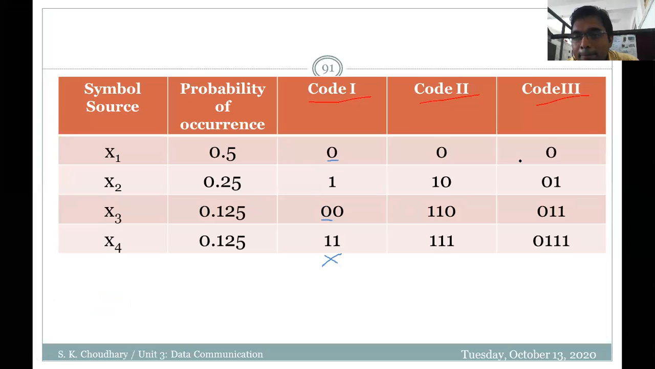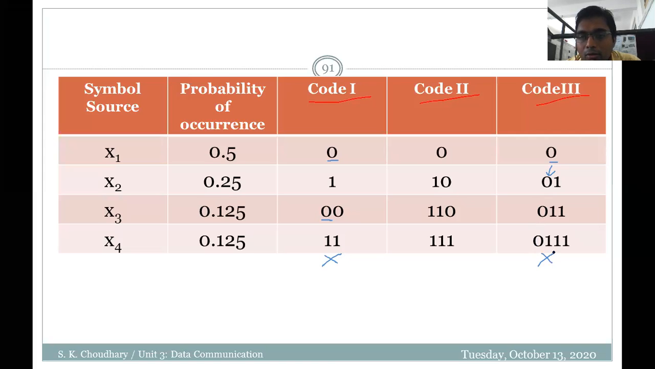Now we have to look at code 3. Again, the same thing is happening. The code word for x1 is 0, and if you look at x2, it is encoded with 0, 1. So here 0 again becomes a prefix of x2, x3 and x4 also. That is also not a prefix code.